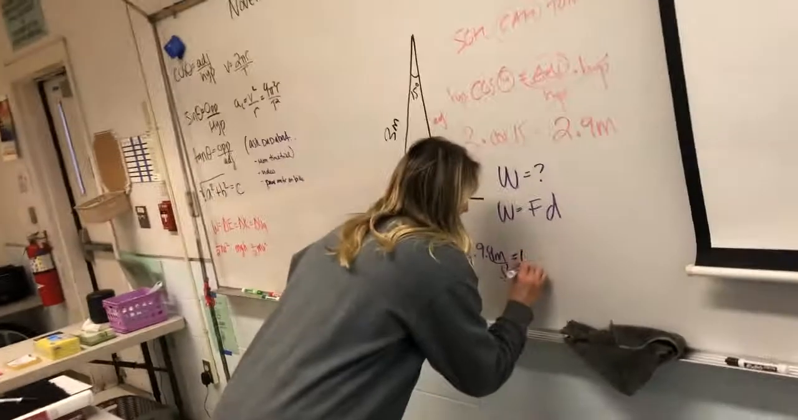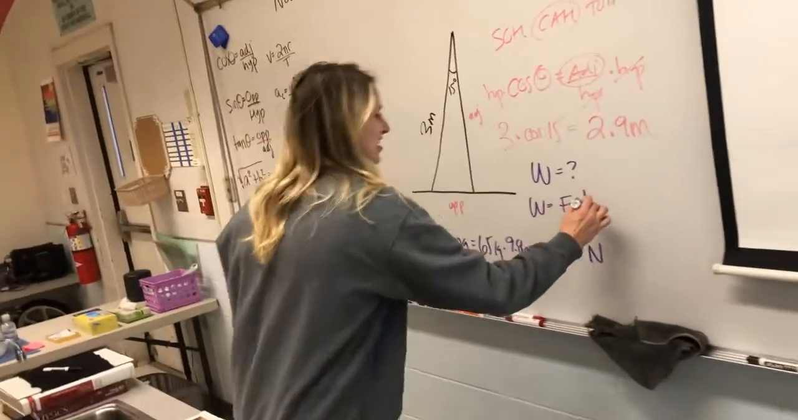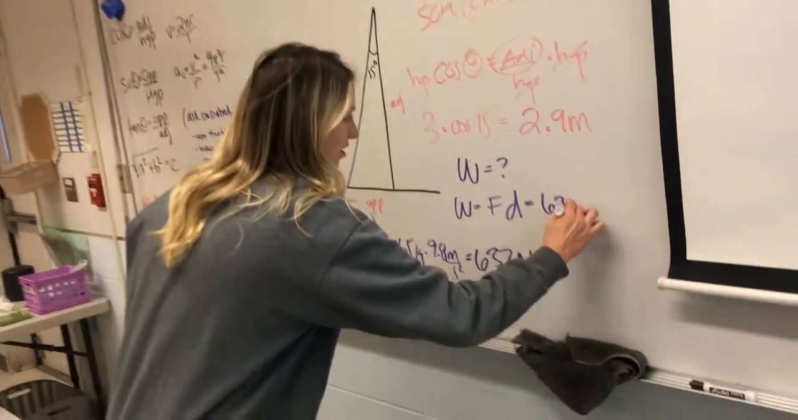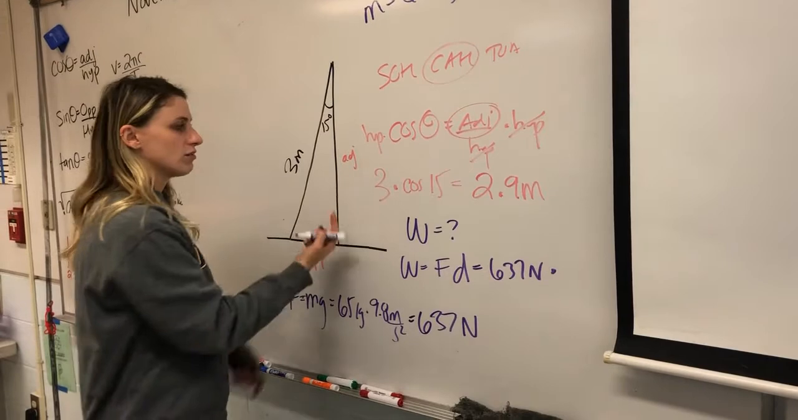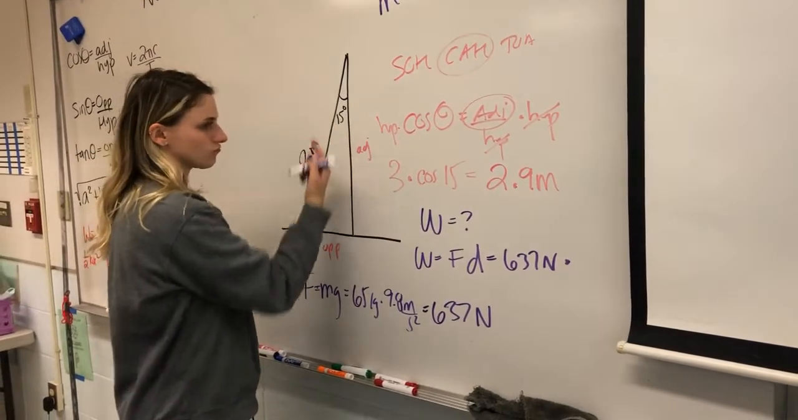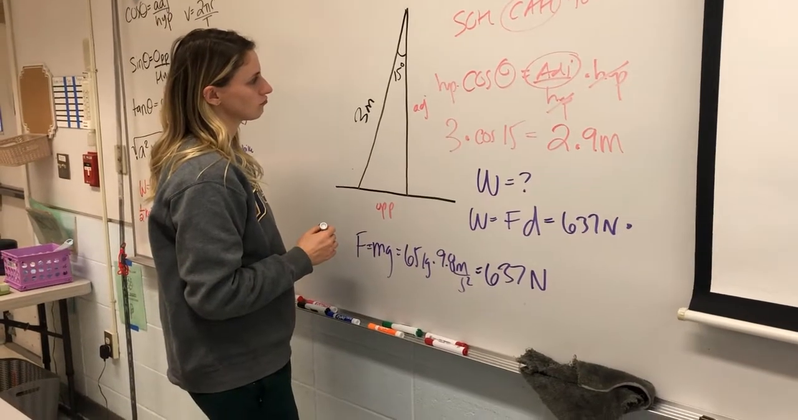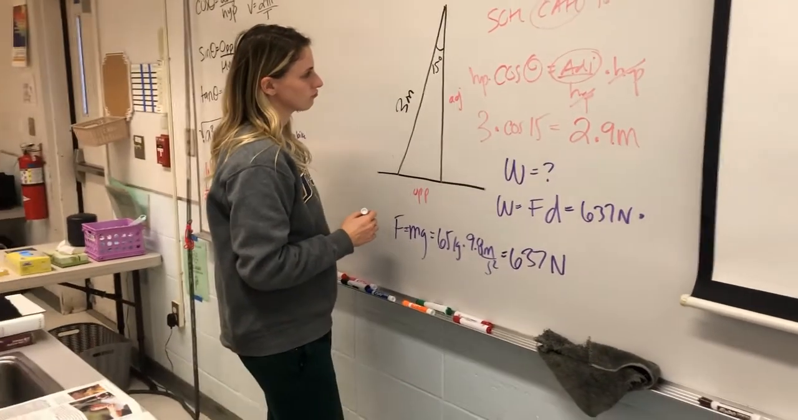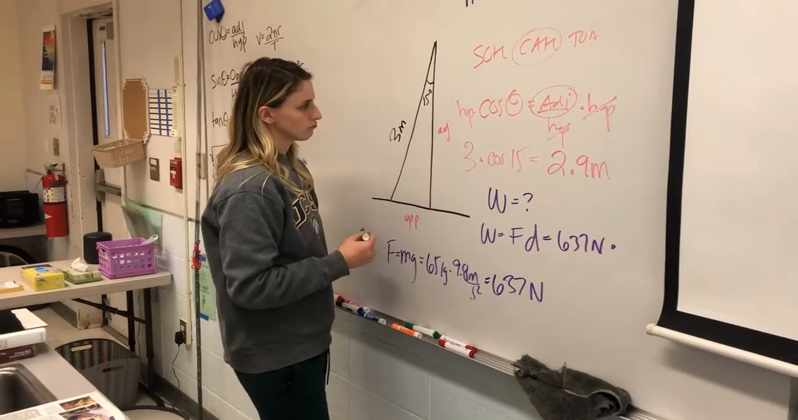637 newtons times... And how come we don't care about this one? How come we're using this one? Because the displacement horizontally is perpendicular to the force, and the cosine of 90 degrees is 0.